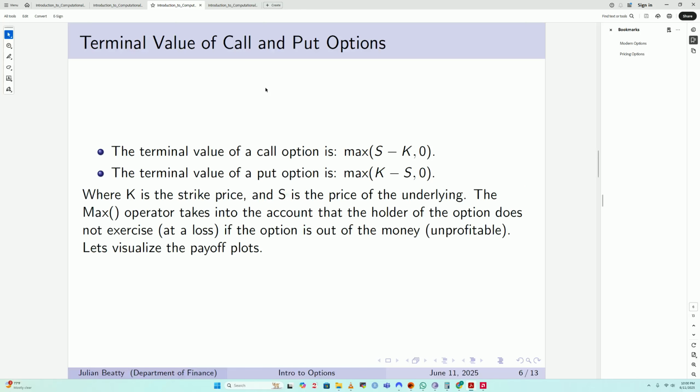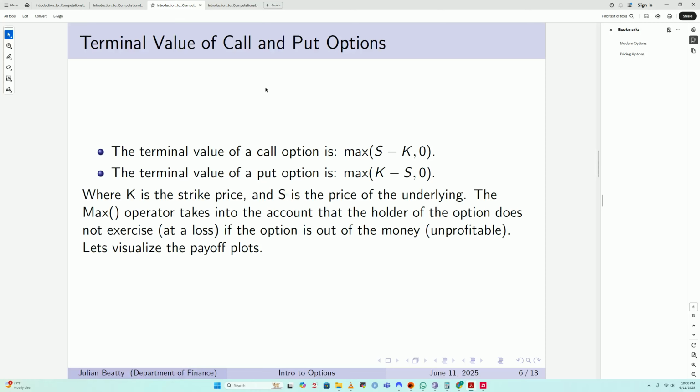So now we'll talk about the payoffs of the call option and puts. At expiration, the terminal value of a call option is just the maximum of the stock price minus the strike price, or zero. So basically, if the strike price is higher than the stock price, the option would expire worthless and your payoff would be zero. So you just lose the premium.